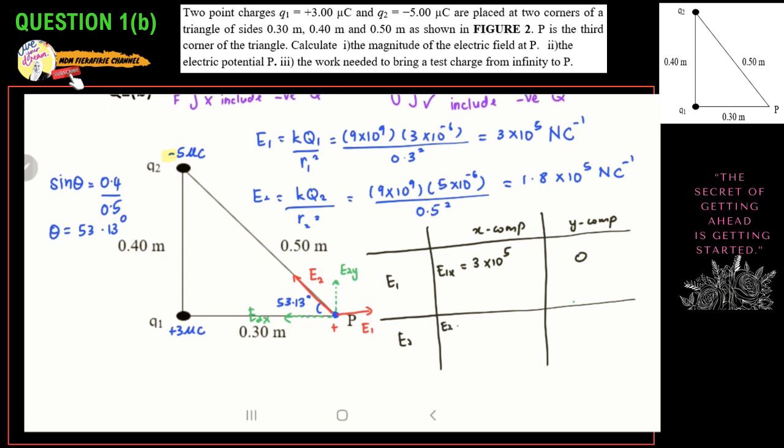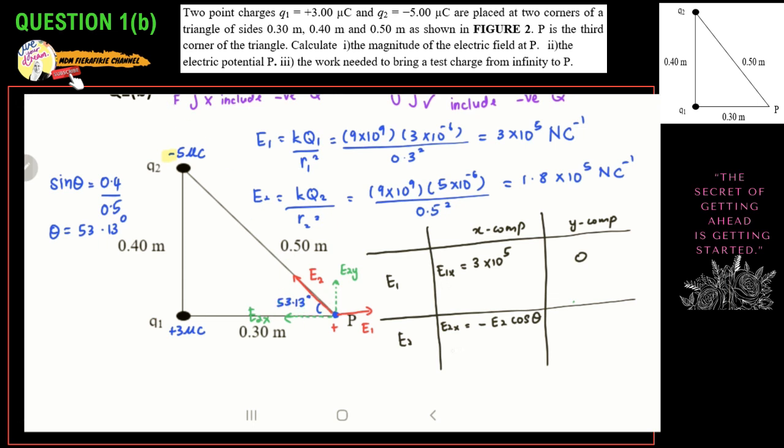E2x, since the direction of E2x is to the left, means E2x should be a negative value. So it will be negative E2 cos theta. Substitute all the values. E2 we already calculated here, so substitute E2 cos theta with theta equal to 53.13.